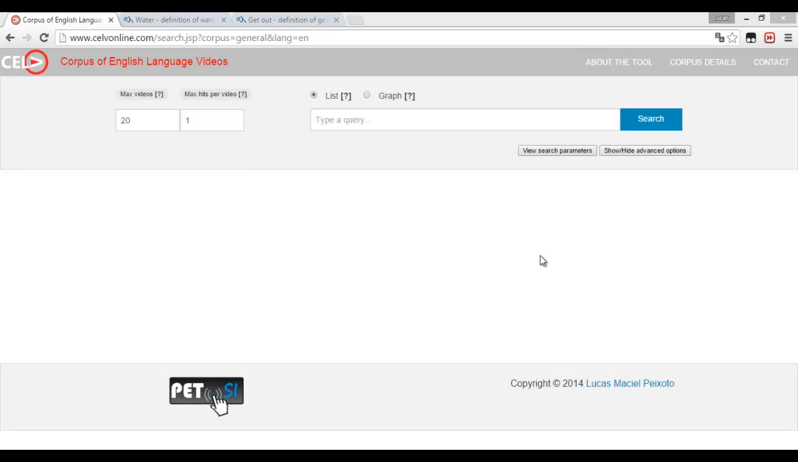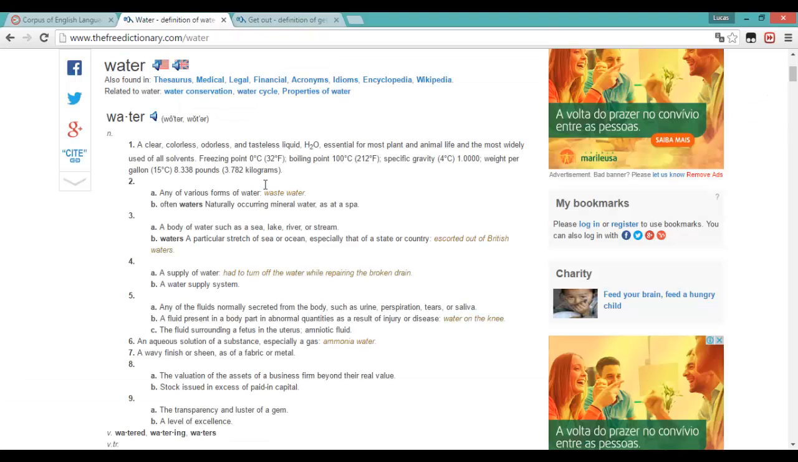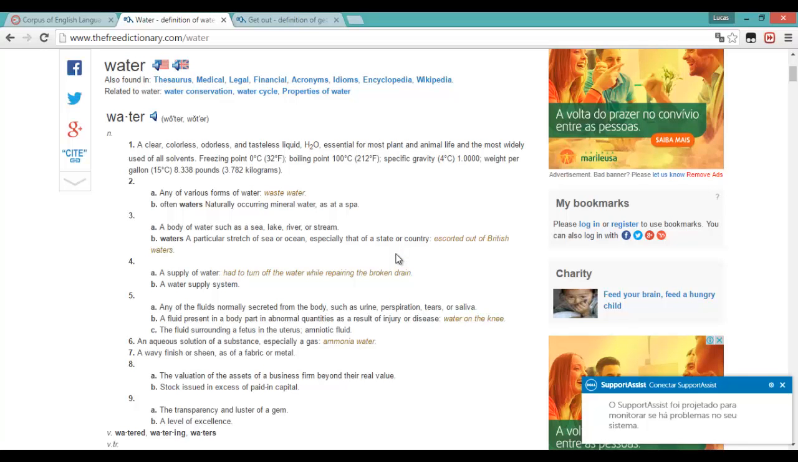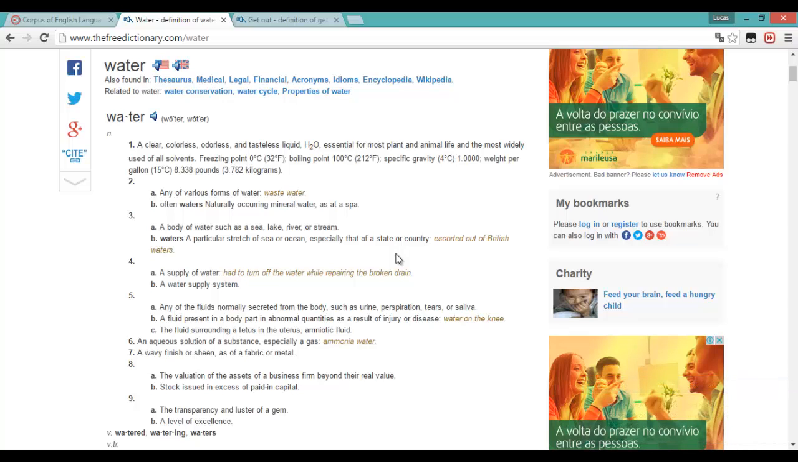The first application we are going to explore is pronunciation checking. One way to quickly check the pronunciation of a word in English is to use an online dictionary. Besides showing definitions of words, this type of dictionary also has audio clips with their pronunciation. In this dictionary, for example, you can check the American and the British pronunciation of the word water.